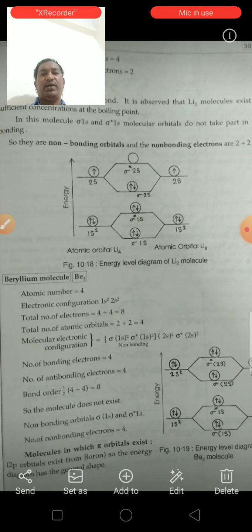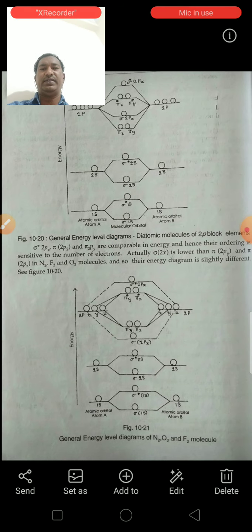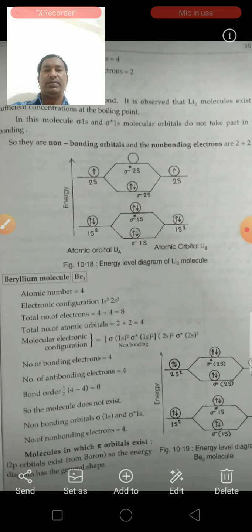So the non-bonding orbitals are sigma 1s and sigma star 1s. Pi orbitals exist only in molecules with 2p orbitals, and 2p orbitals exist from boron. So this is the beryllium molecular orbital energy diagram. Next, boron.